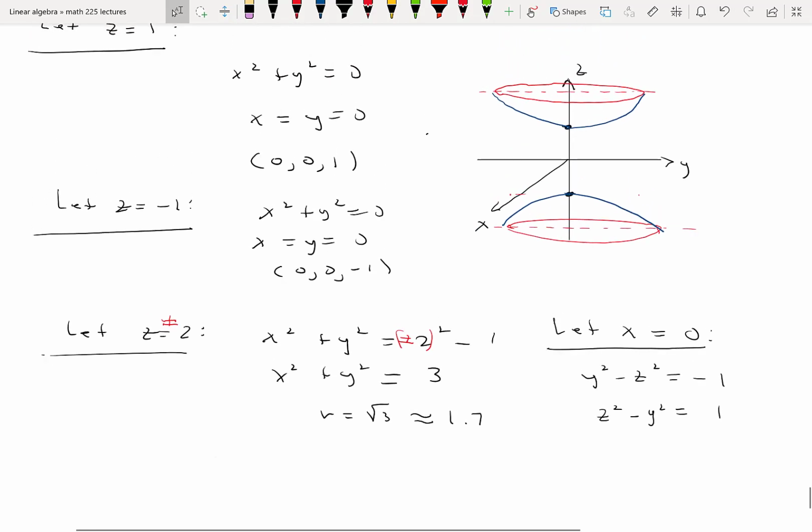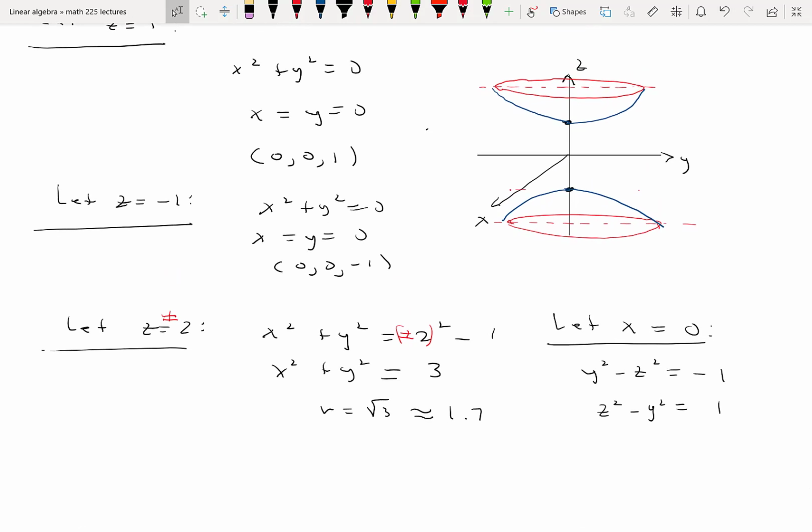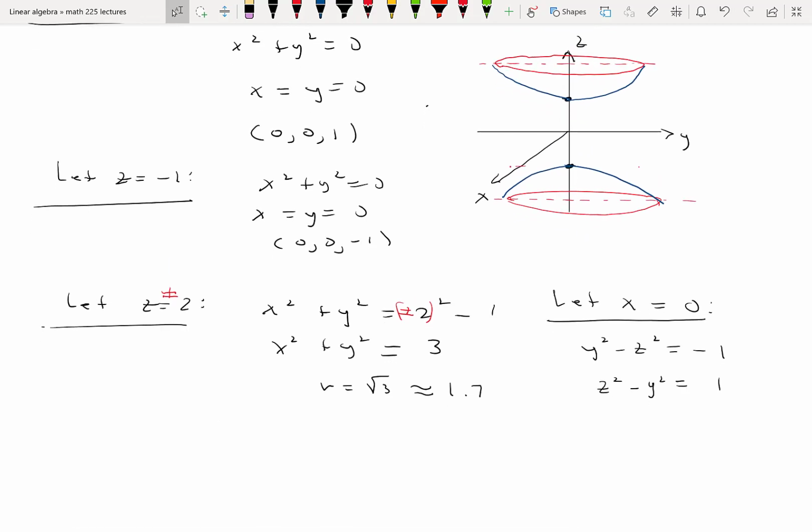Okay, so I see a hyperboloid of two pieces. This is called a hyperboloid of two sheets.